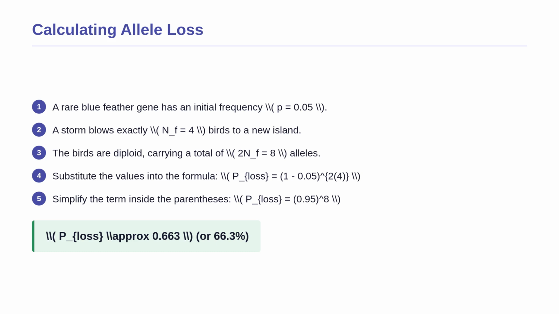Because the birds are diploid, 4 founders carry a total of 8 alleles. We substitute P equals 0.05 and NF equals 4 into our equation. The term inside the parentheses becomes 0.95, representing the 95% chance that any single randomly chosen allele is not the blue feather allele. Raising 0.95 to the power of 8 gives us approximately 0.663. This physically means there is a 66.3% chance that the new colony will never have blue-feathered birds, demonstrating how easily rare traits are lost.